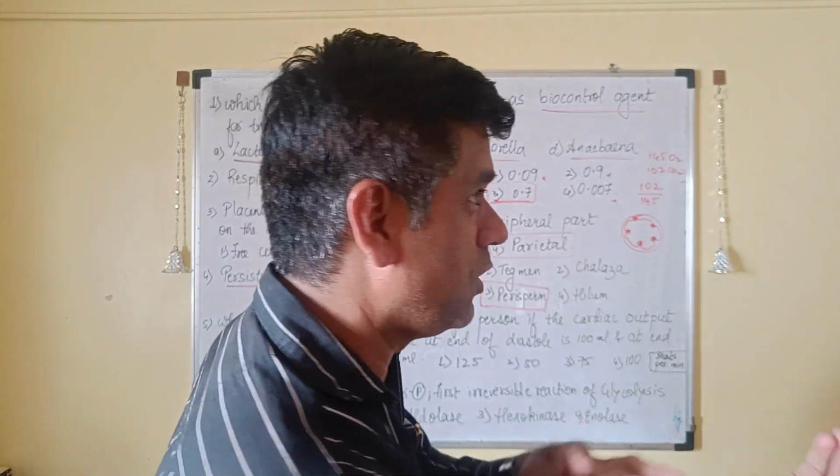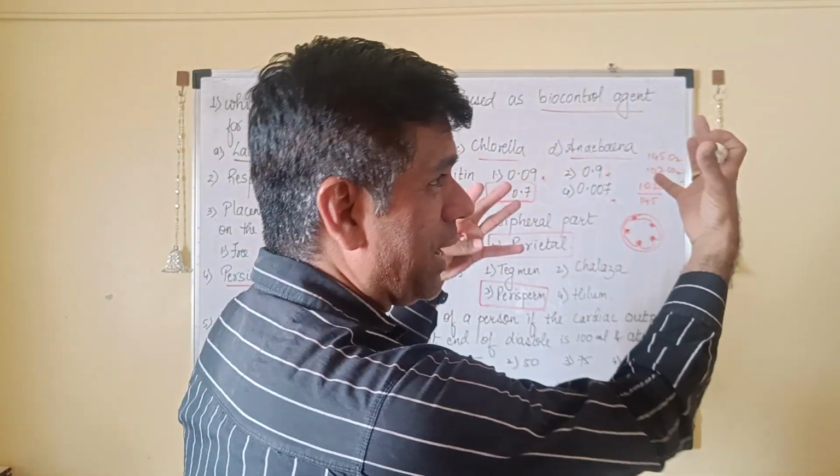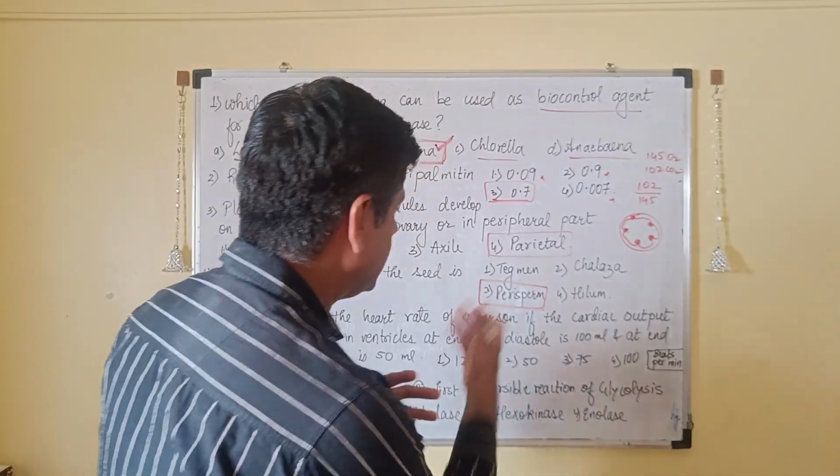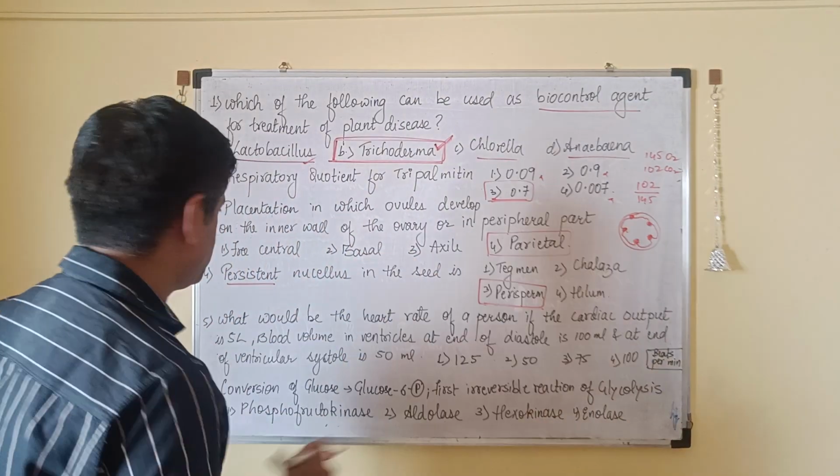Chalaza is the wall at the opposite end of your ovule. You have a micropylar end, you have a chalazal end, and then you have the hilum, the point of attachment where the ovule is attached to your funicle.